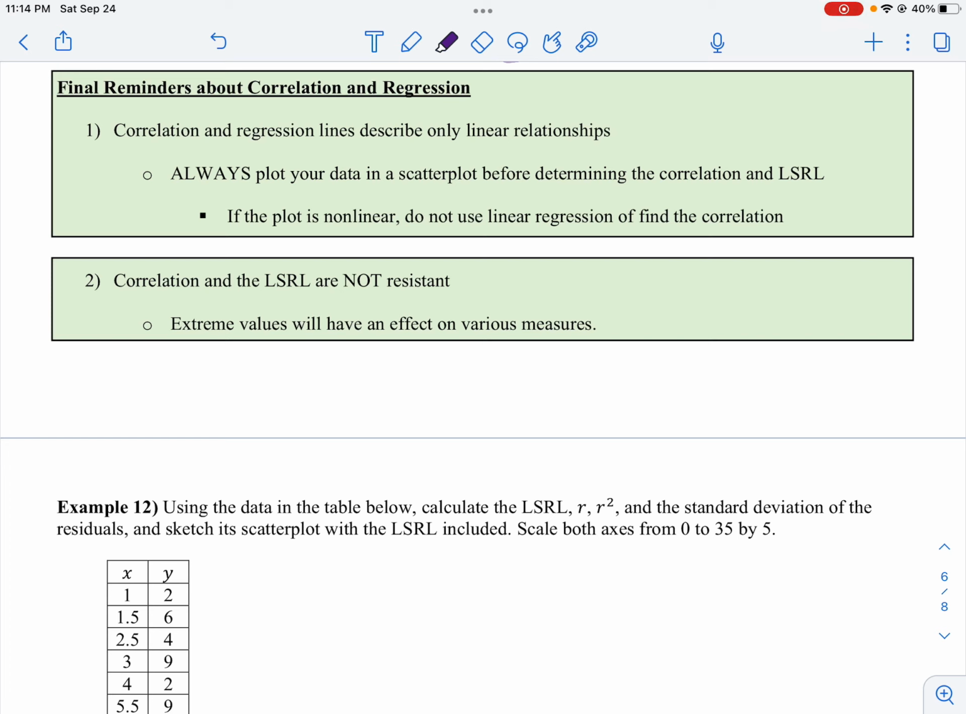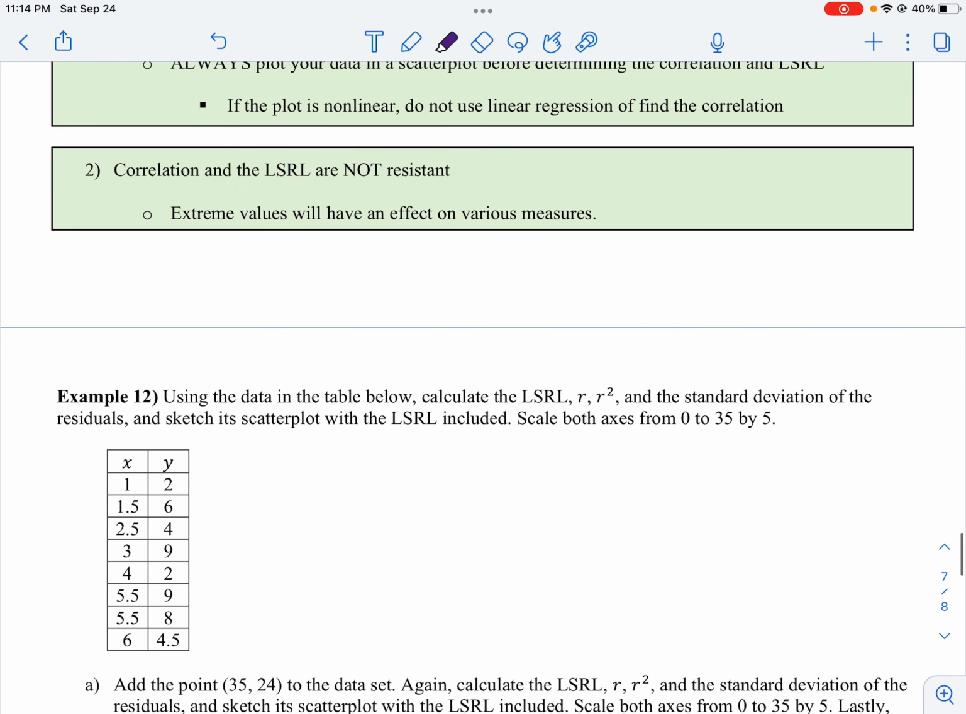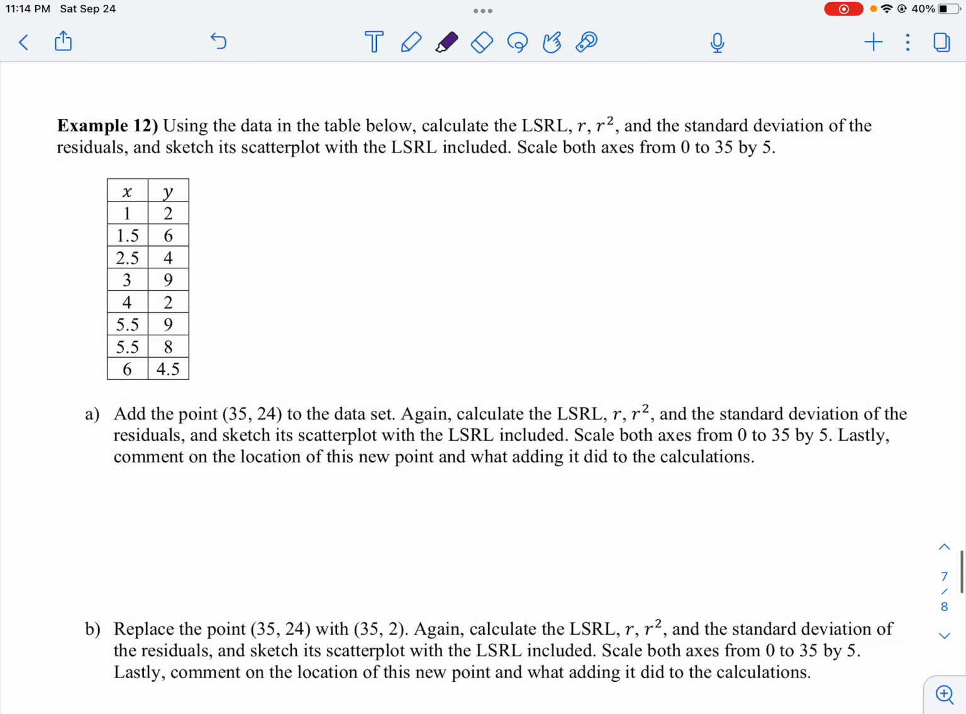Next, correlation and the least squares regression line are not resistant. So remember, what that means is that extreme values will have an effect on our various measures. So what we want to know is, how do they affect our measures? So what we're going to do is run through a series of possibilities here.